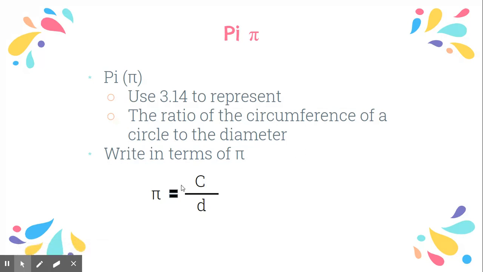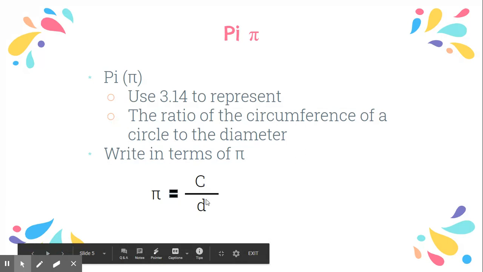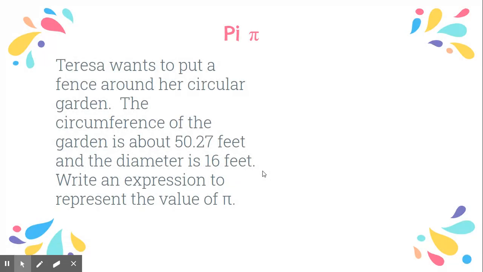So if you have a question and it asks you, write this in terms of pi, that means we just need to take what our circumference was and put it over the diameter, and that's going to be your answer, okay? We're not solving for it or anything. We're just, because no matter what, if I divide circumference by diameter, I'm going to get pi, 3.14, okay?